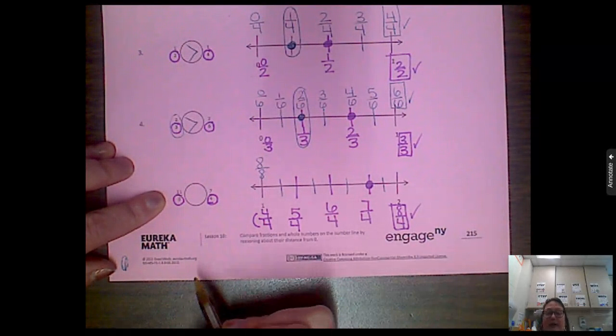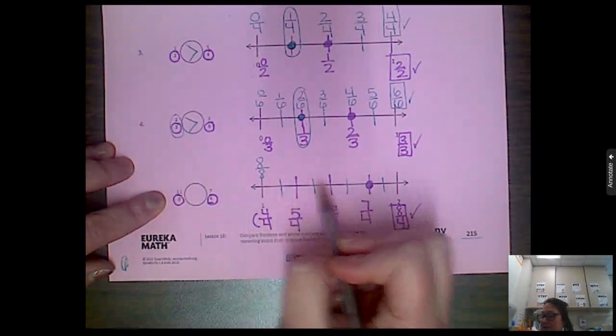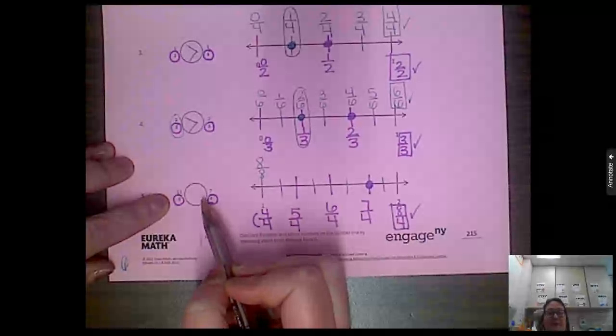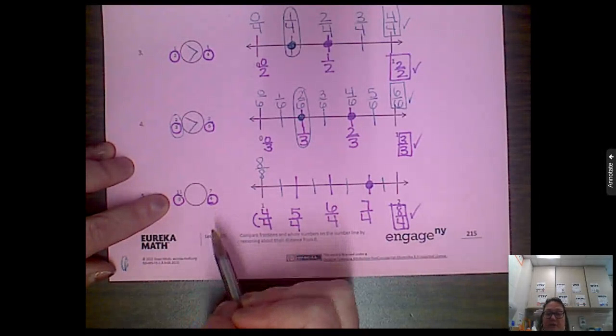So go ahead and pause your video and finish filling in those 8s. Put a point on 11 8s, and then put your symbol in there, greater than, less than, or equal to, okay? So pause and finish this problem up for me.